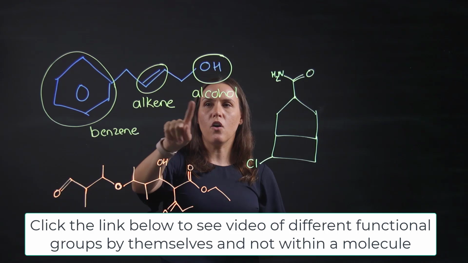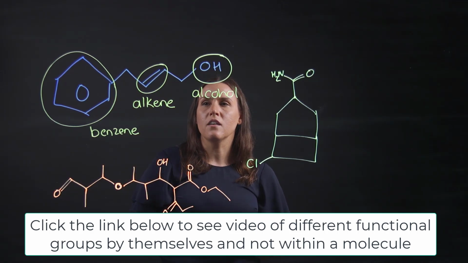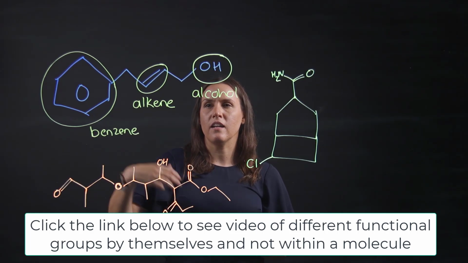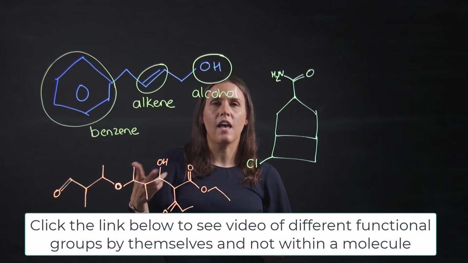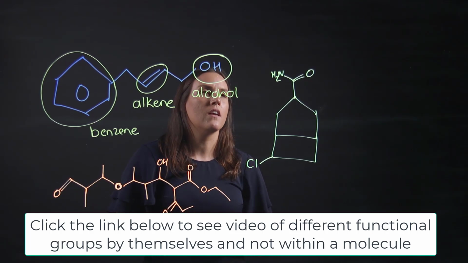So we've got alcohol and an alkene. We've got a lot of alkane functional groups in there, but we're not identifying alkanes. We're just identifying alkenes, alkynes, alcohols, carboxylic acids, and the major functional groups.